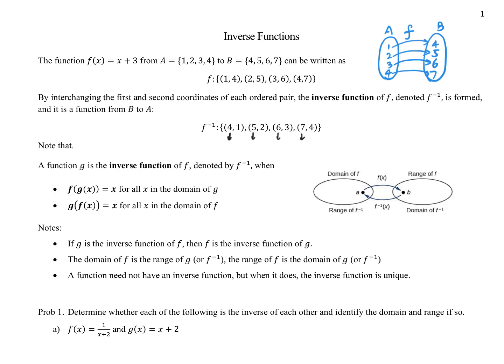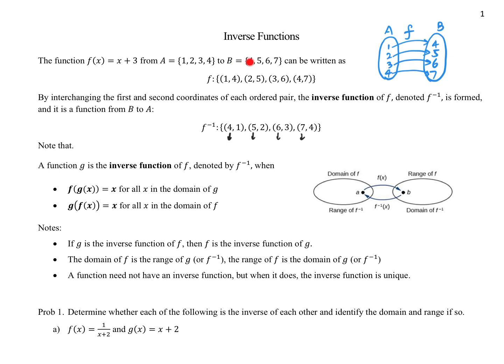By interchanging the first and second coordinates of each ordered pair, so here, instead of 1 mapped to 4, we say 4 is mapped to 1. Okay, 5 maps to 2, which is shown right there. And the inverse of function f is formed. It is denoted by f inverse. We don't read it as f to the negative 1, even though it looks like it, but we read it as f inverse. So please note that earlier 4, 5, 6, 7, that's in the set B, right?